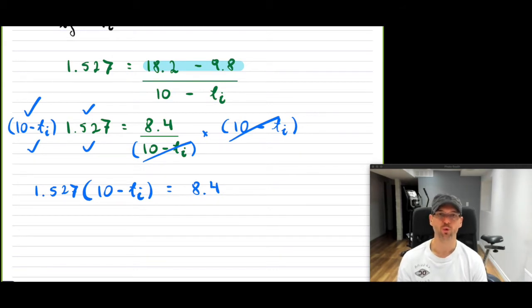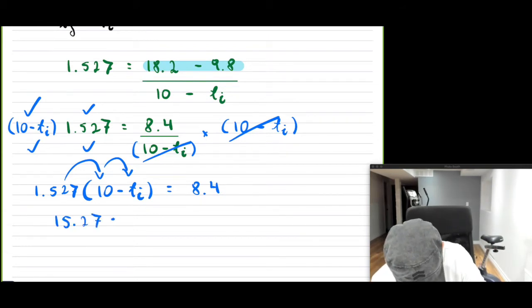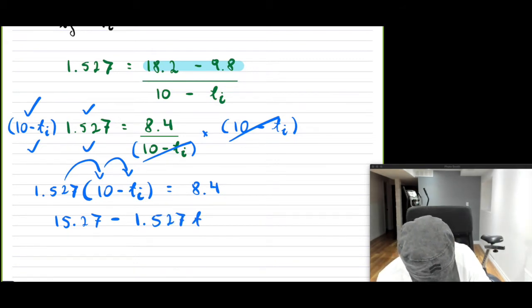So I can do one of two things. I can bring that 1.527 inside the bracket, get rid of brackets entirely. That's one of the things that I can do, or I can divide both sides by 1.527. You can do whatever it is that you like. All right, let me bring it inside first. So this is going to be times 10, so 15.27 minus 1.527 TI is equal to 8.4.